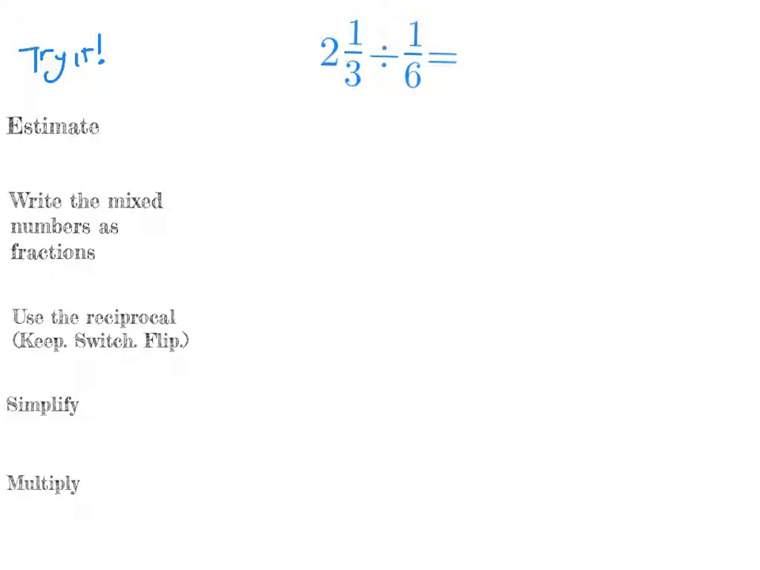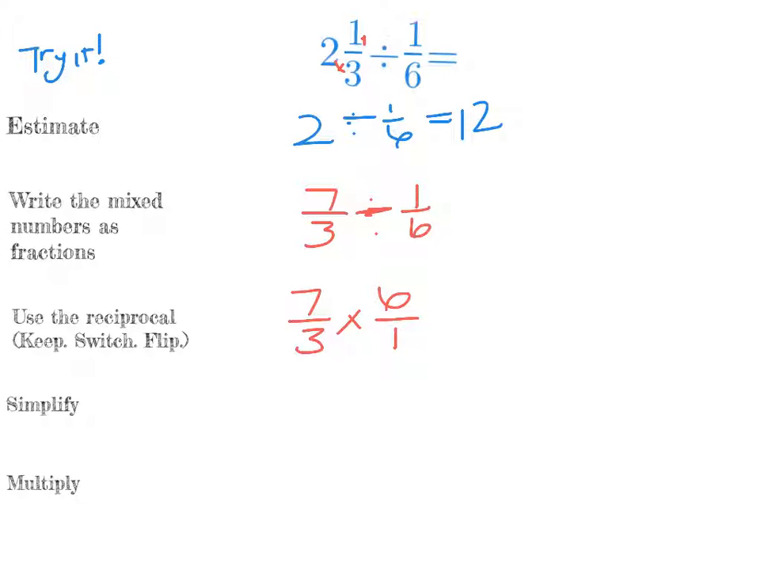So first of all, we would estimate. We have 2 divided by 1/6. If I just think how many sets of 6 are in 2 wholes, it'd be about 12. That's my estimate. I'm going to write the mixed numbers as fractions. 2 times 3 is 6 plus 1 is 7 thirds, divided by 1/6. I don't have to change 1/6, it's already a fraction. Now I'm going to do keep, switch, flip.